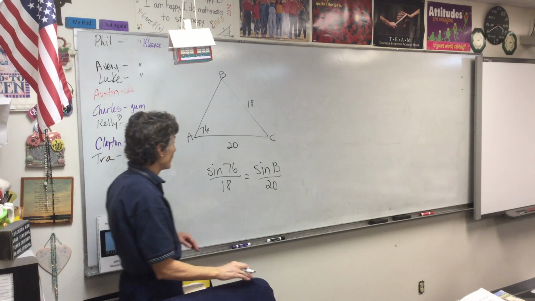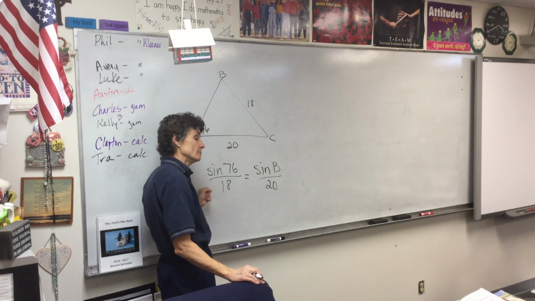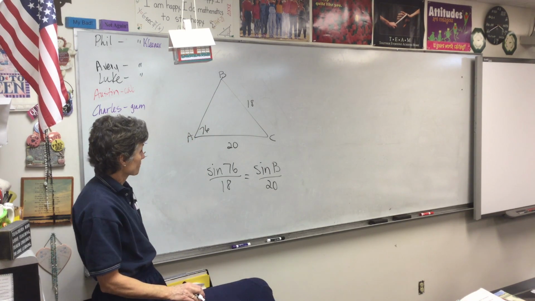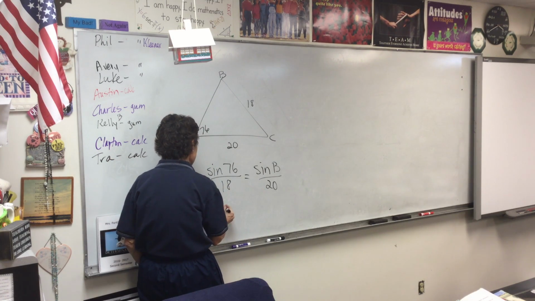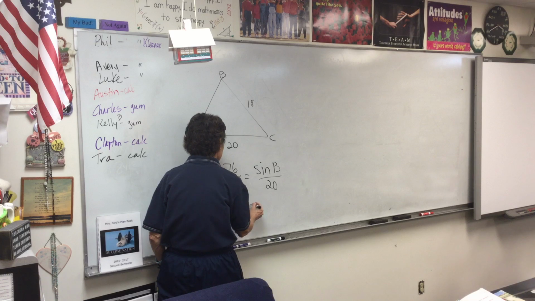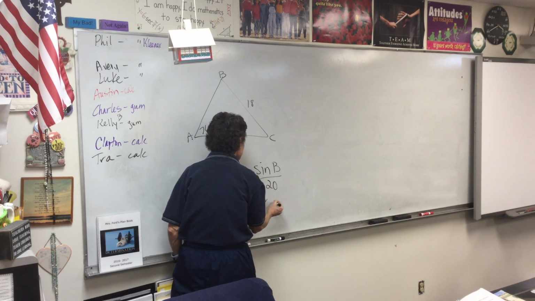Okay? Scotto, quit watching the clock. What's the next step? Cross multiply. So we're going to have 20 sine 76 equal to 18 sine B.